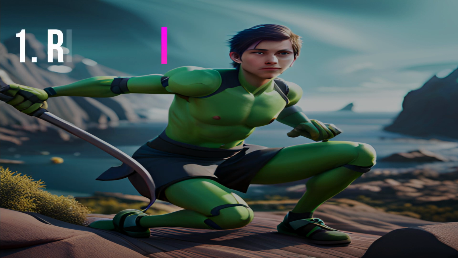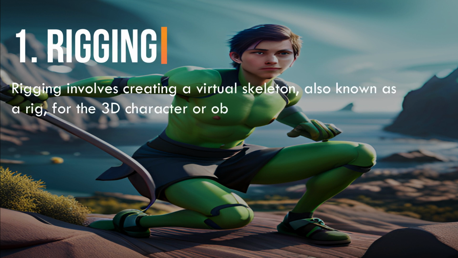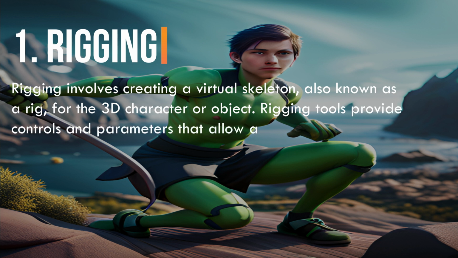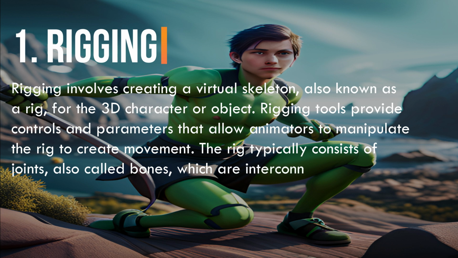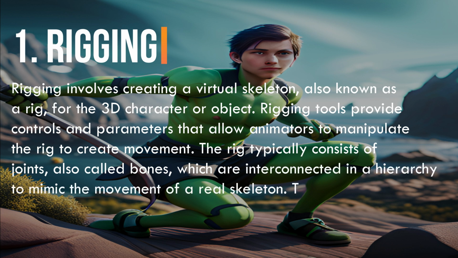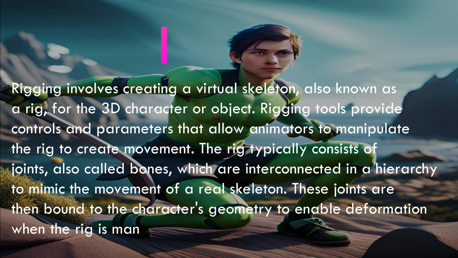1. Rigging. Rigging involves creating a virtual skeleton, also known as a rig, for the 3D character or object. Rigging tools provide controls and parameters that allow animators to manipulate the rig to create movement. The rig typically consists of joints, also called bones, which are interconnected in a hierarchy to mimic the movement of a real skeleton. These joints are then bound to the character's geometry to enable deformation when the rig is manipulated.